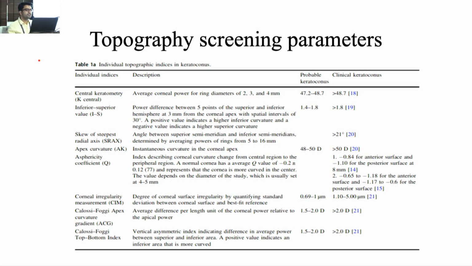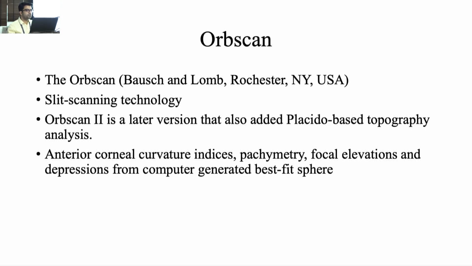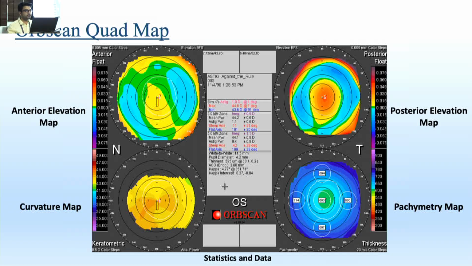So these are the conventional topographic screening parameters. I'm not going into details of these parameters. So we'll move on to the OrbScan. OrbScan is based on the slit scanning technology. OrbScan 2 is the latest version. It measures the anterior corneal curvature indices, pachymetry, focal elevations and depressions on a computer-generated best fit sphere. So this is an example of an OrbScan image. You can see the anterior elevation, posterior elevation, curvature map, and the pachymetry.